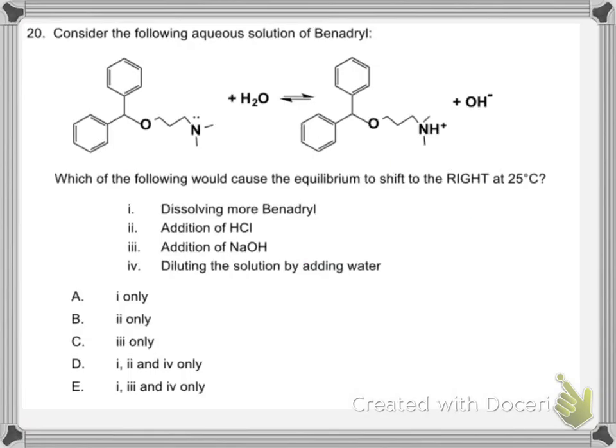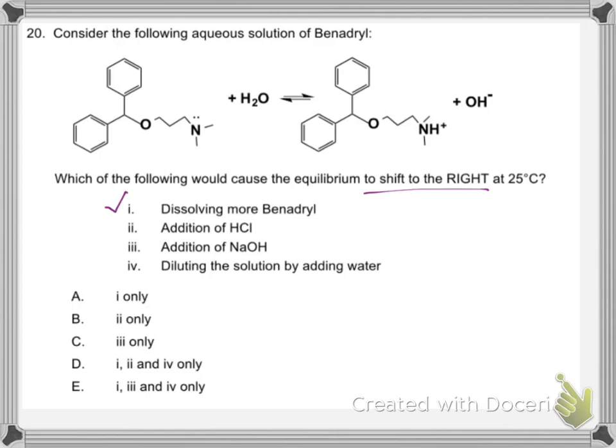Hey, more Benadryl. Let's see which of these will cause the equilibrium to shift to the right. Choice 1 says dissolving more Benadryl. Well, if we increase the concentration of aqueous Benadryl by adding more reactants, that would cause this reaction to shift to the right. So, yep, this one is indeed correct.